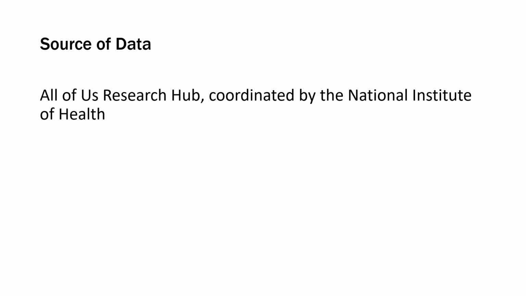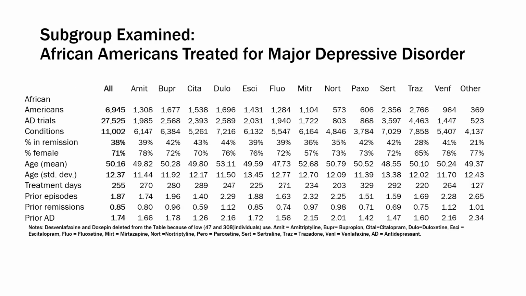The source of our data is the All of Us Research Hub, which is coordinated by the National Institutes of Health. The data we focus on comes from All of Us and is based on African Americans who are treated for major depressive disorders. In total, we had 6,945 such subjects. These patients underwent 27,525 different antidepressant trials. In their medical history, we could find 11,000 different conditions.